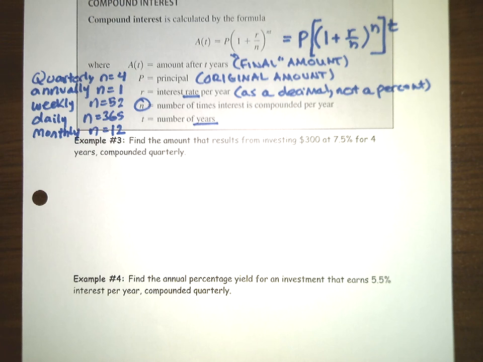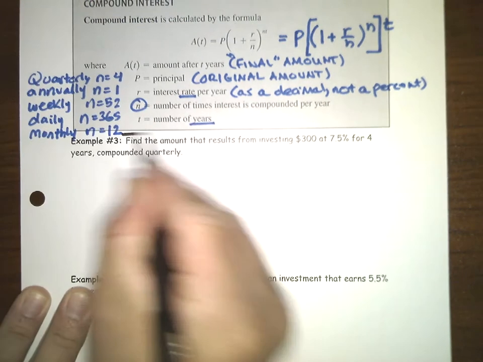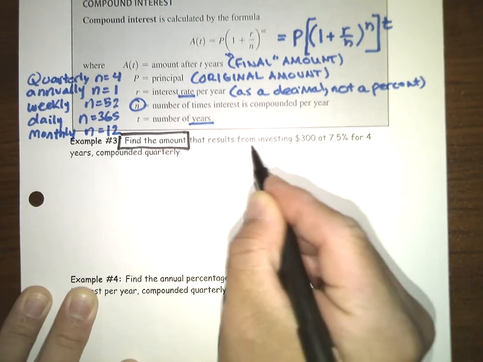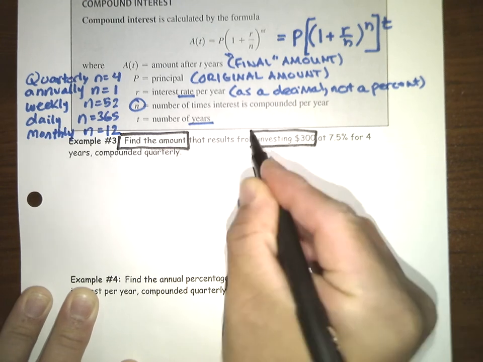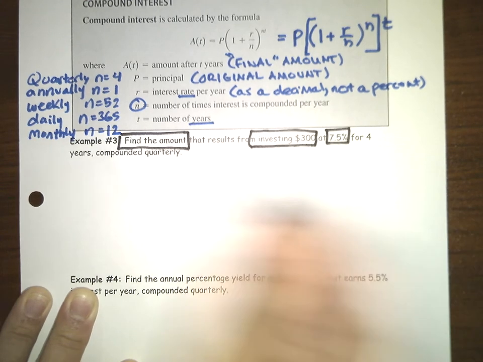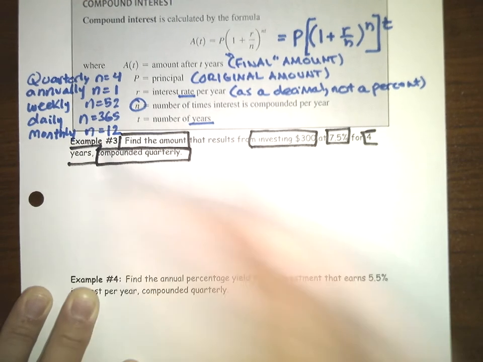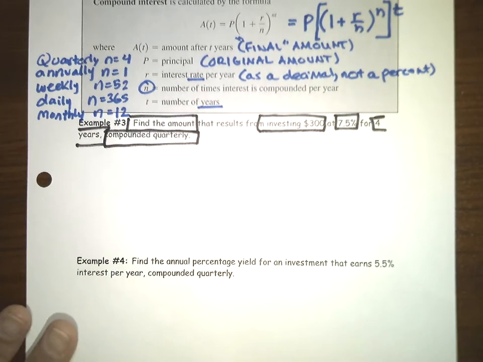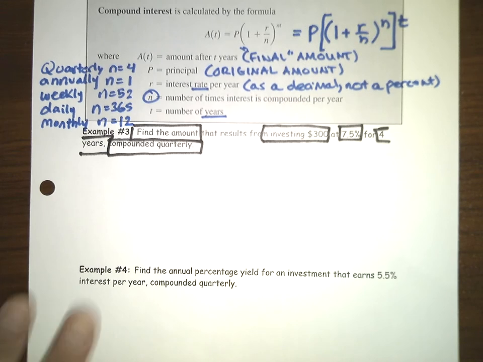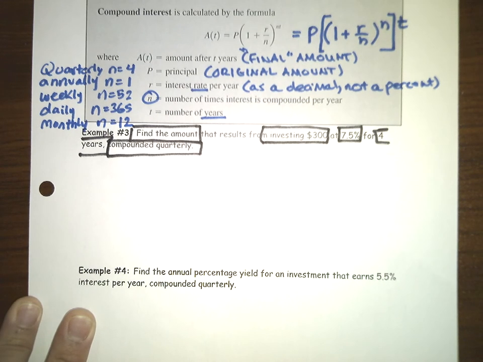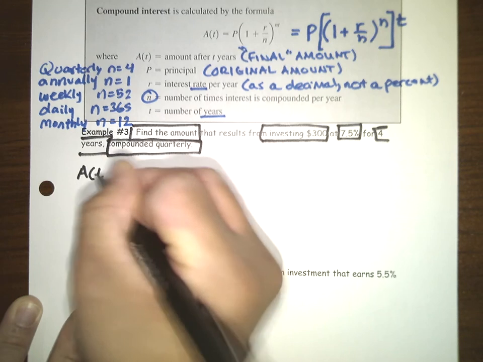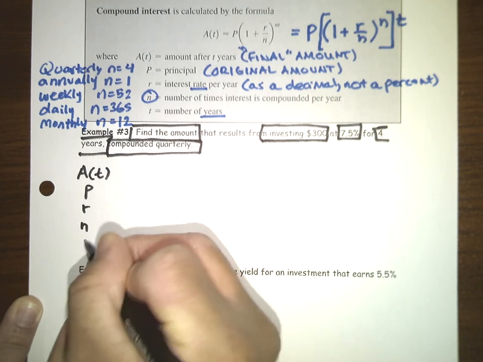All right, so find the amount that results from investing $300. So this is what we want to do. We want to find the amount that results from investing $300 at 7.5% for 4 years and compounded quarterly. So what we need to do is figure out what information we're told and what information that we need to find. All right, so A of t, P, r, n, t.